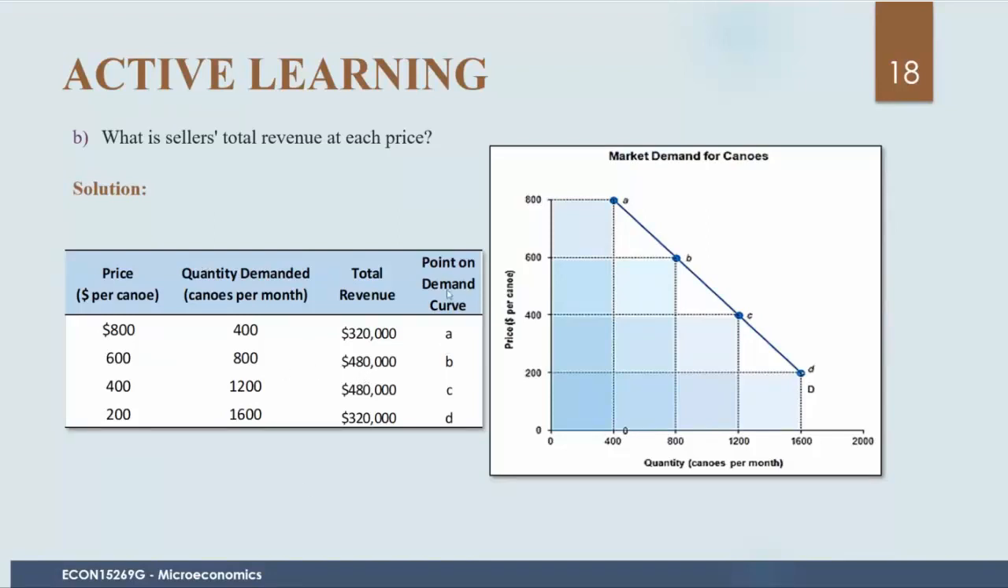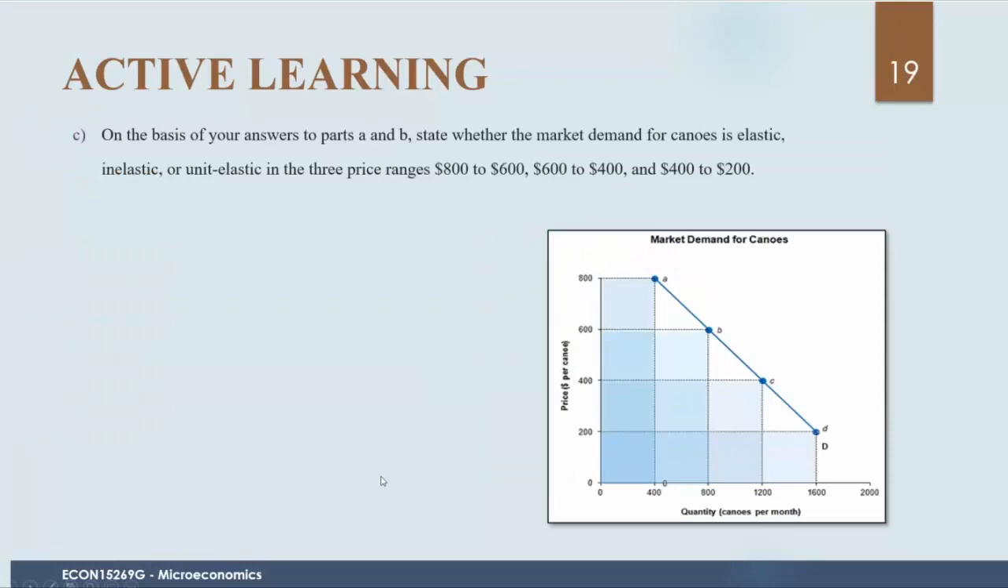This is basically the pattern that I was showing you in the previous slide, where you have this hump or parabola type figure, and it's maximized at the center of the demand curve. Again, here the center would be right here, so this is where revenue would be maximized. Now, the next part of the question says to state whether the market demand for canoes is elastic, inelastic, or unit elastic in the three price ranges, 800 to 600, 600 to 400, and 400 to 200.